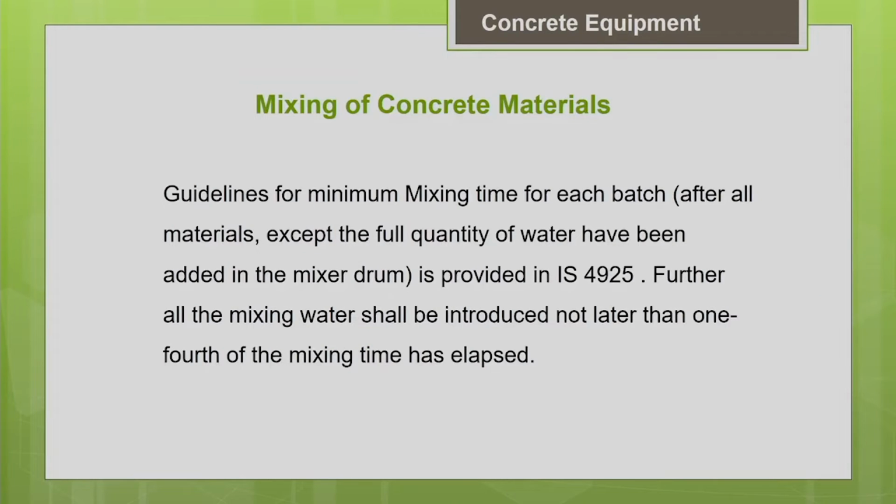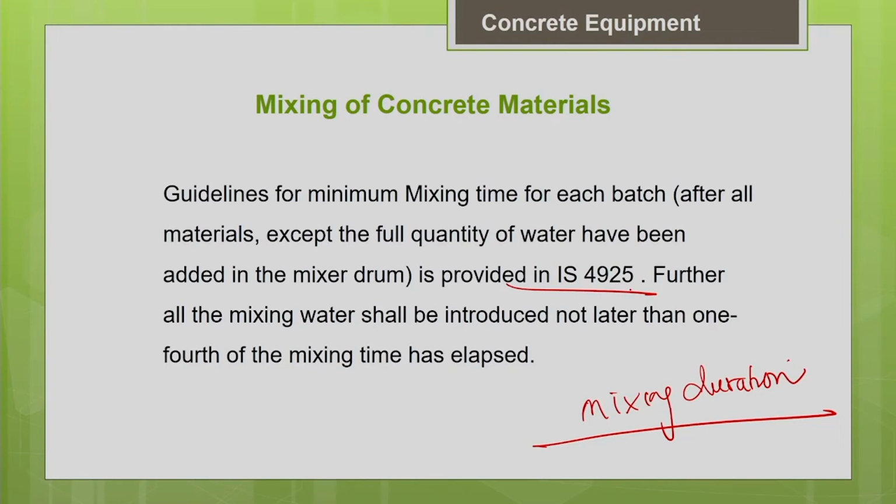Another important thing we have to note here is the mixing duration. The mixing duration is very critical. We have to make sure we meet at least a minimum mixing duration as stipulated by the guidelines of the manufacturer. This is because the mixing duration needed will vary for different types of mixer machines. For a power mixer, the mixing duration needed is lesser when compared to the free fall mixer, and the duration needed will also vary with respect to the capacity of the mixer machine. The minimum mixing time needed is given in the guidelines in IS 4925 for different types and different capacities of mixer machines. We should follow the guidelines.